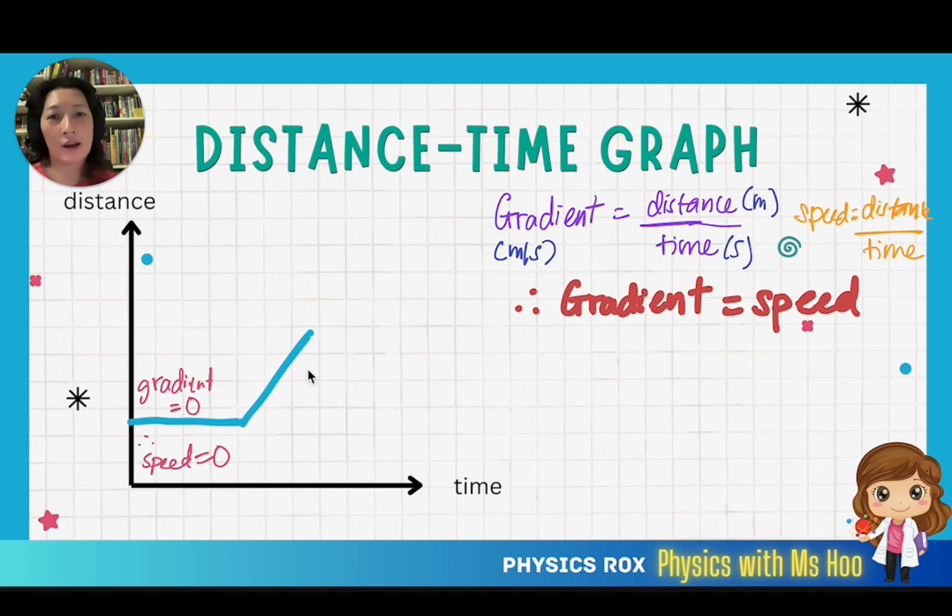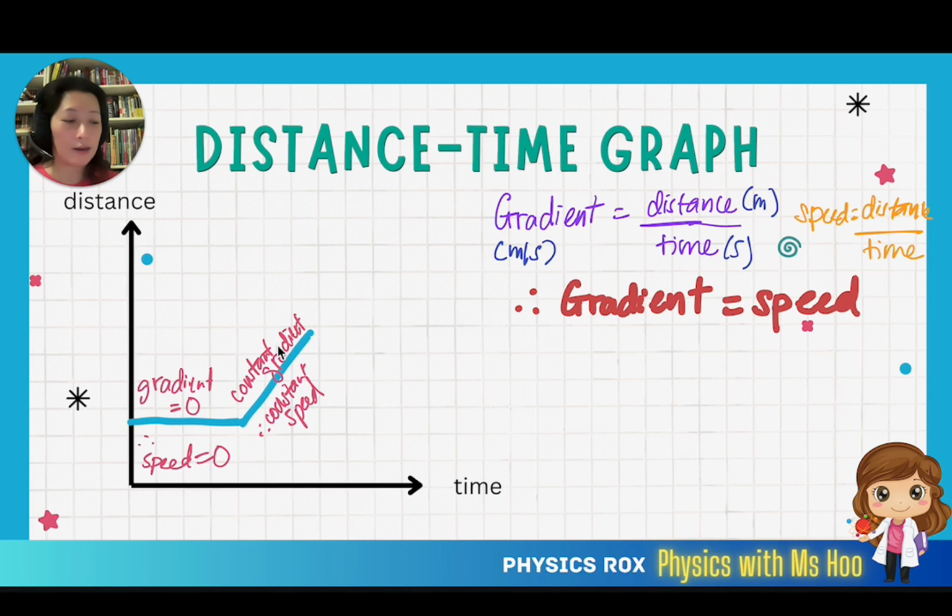In this section, the graph is linear. That means the gradient for this section is constant. Whatever the value is, the gradient throughout this entire section is constant. So I'm going to write here, constant gradient. Constant gradient means constant speed. And if you try to analyze this, this should make sense because you can see that the distance is changing at an equal ratio throughout the time. So that means the speed is constant. Constant gradient, therefore constant speed.